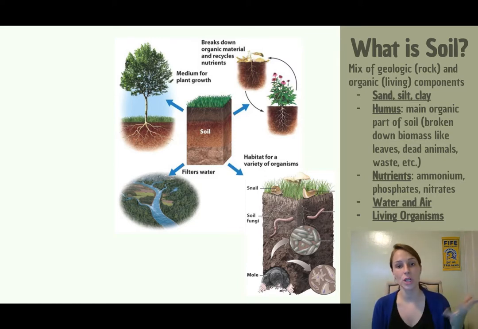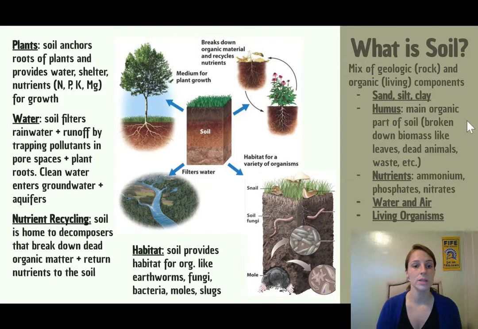It's going to be a mix of geologic, which is rock, and organic, which is living components. So inside soil, you're going to find sand, silt, clay. You're going to find humus, which is going to be the main organic part of the soil. It's broken down biomass like leaves, dead animals, waste, etc. Soil also has nutrients in it, such as ammonium, phosphates, nitrates, and it has a bunch of different types of minerals that are going to be beneficial to the ecosystem. It also has water and air in it, and then living organisms. If you think of plants or things like earthworms, those are going to be in the soil as well.